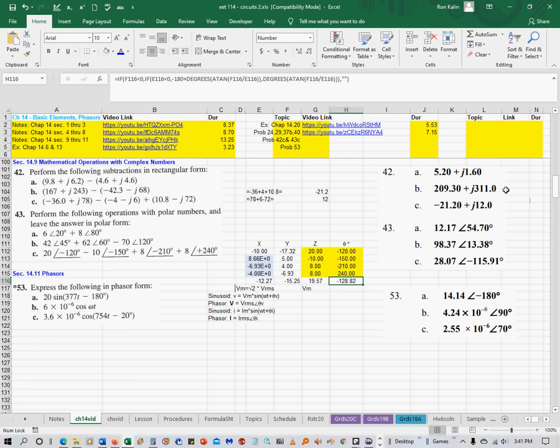Chapter 14, phasors, problem number 42. It says perform the following subtractions in rectangular form. I'm going to do part C.